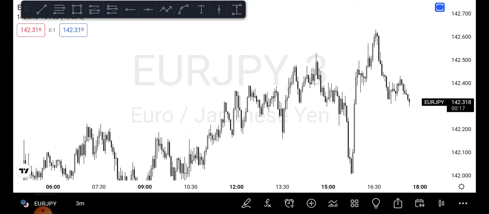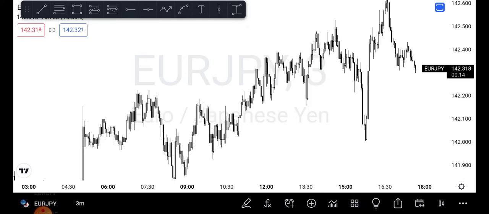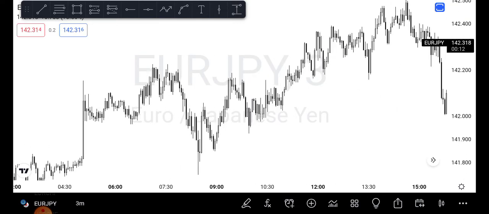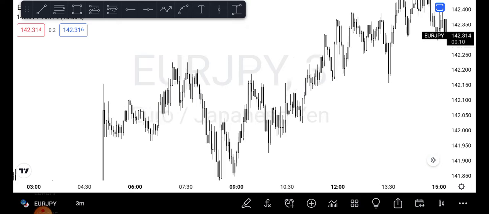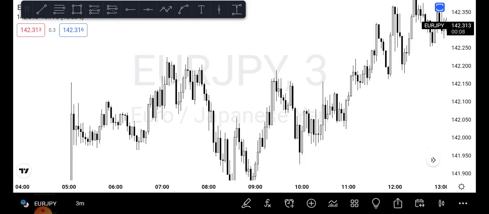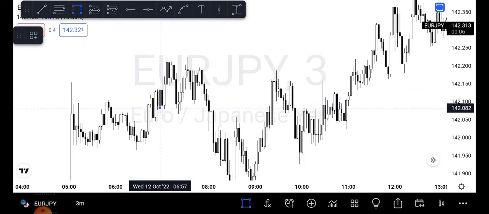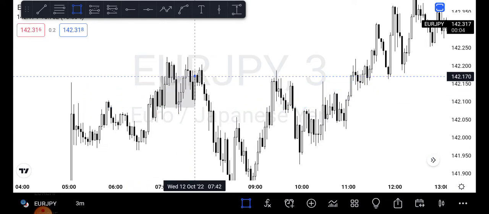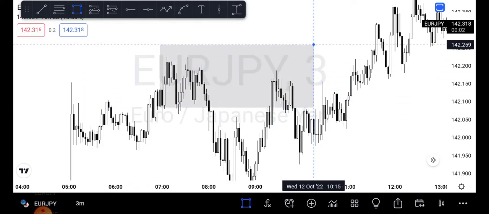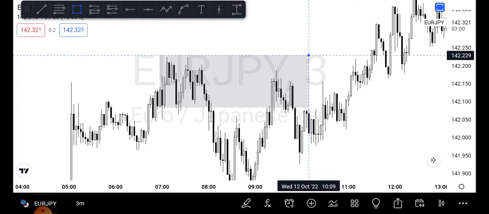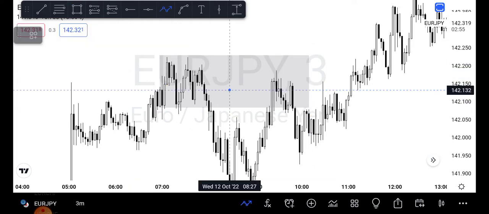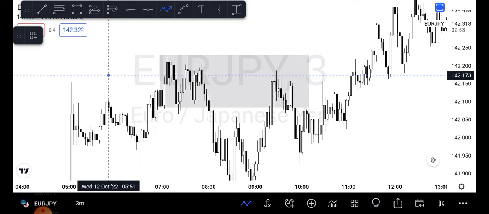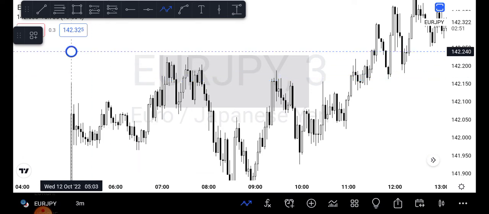Okay, so first of all, how do you identify a supply? For now I'll just be drawing the zone, regardless if it's played out or not. Okay, so this is how you draw a supply. The reason why supply and demand is different is because supply and demand is not a straight line. It has to do with a zone.